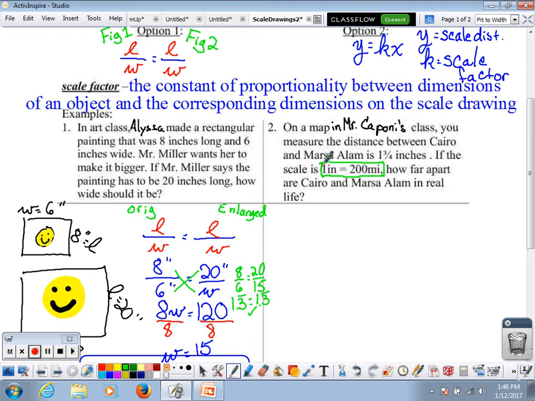Okay, good. Now, on this one, they're giving us 2 different things. We have actual Marsa Alam and actual Cairo, and then we have them on the map. But the problem is we only have one distance. Instead of having length and width, we only have the distance between those 2 cities. So we can't really set up a proportion like we did on number 1. But what we can do is make a y equals kx equation.